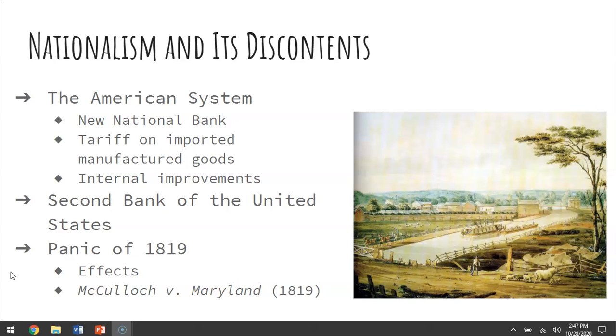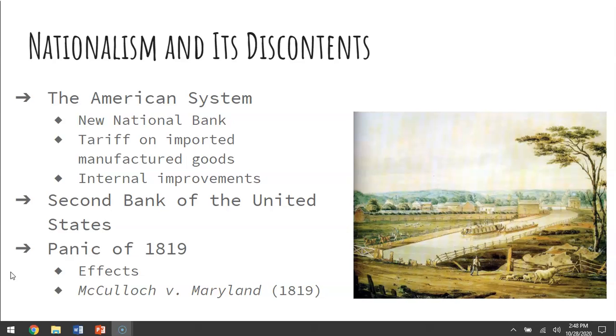The panic deepened many Americans' distrust of banks, and it undermined the reputation of the Second Bank of the United States because most people blamed the bank for causing the panic. Several states retaliated against the National Bank by taxing its local branches, and these tax laws ended up going to the Supreme Court in a case called McCulloch v. Maryland, which was argued in 1819.